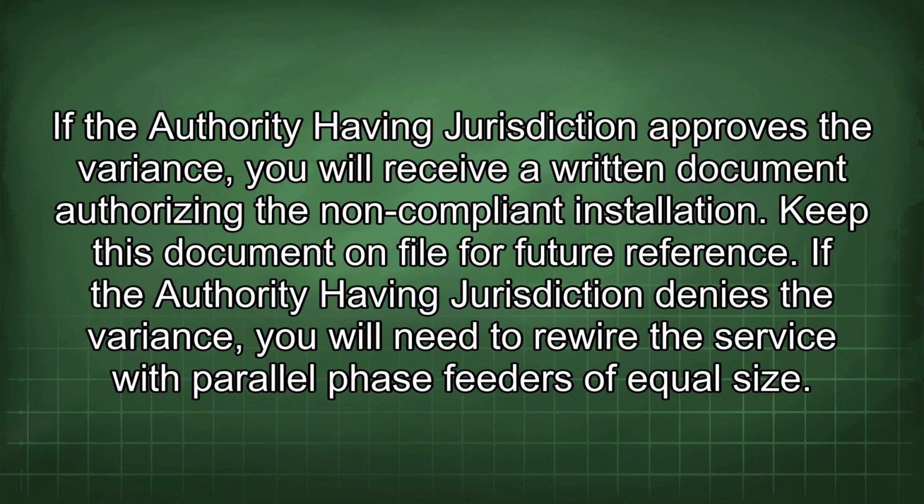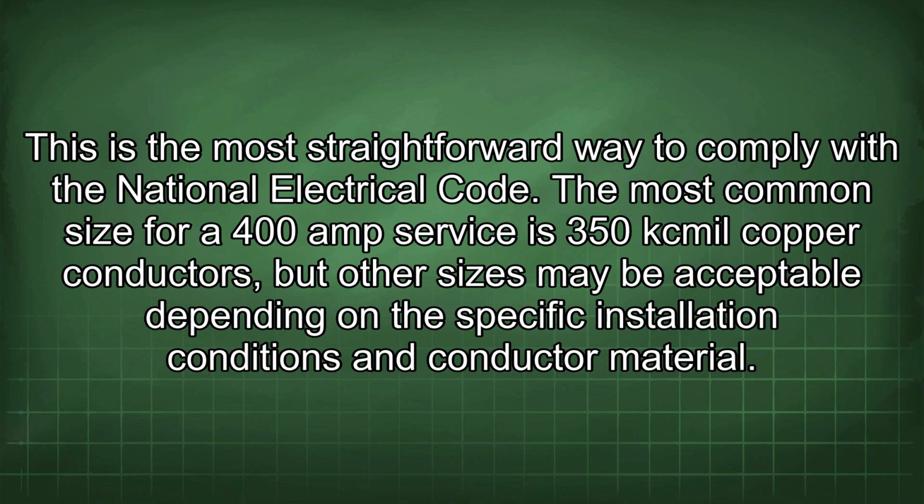If the authority having jurisdiction approves the variance, you will receive a written document authorizing the non-compliant installation. Keep this document on file for future reference. If the authority having jurisdiction denies the variance, you will need to rewire the service with parallel phase feeders of equal size. This is the most straightforward way to comply with the National Electrical Code. The most common size for a 400 amp service is 350 kcmil copper conductors, but other sizes may be acceptable depending on the specific installation conditions and conductor material.